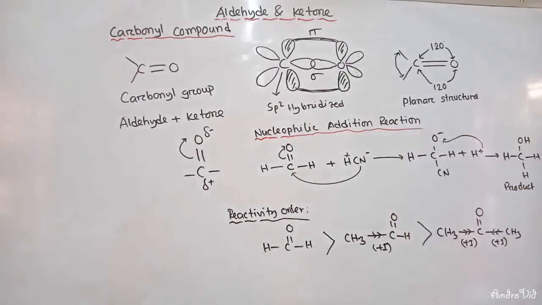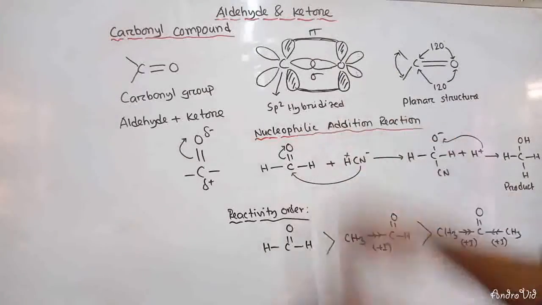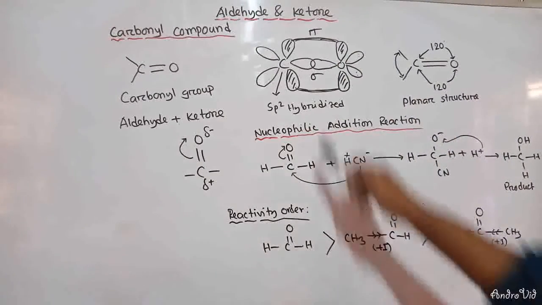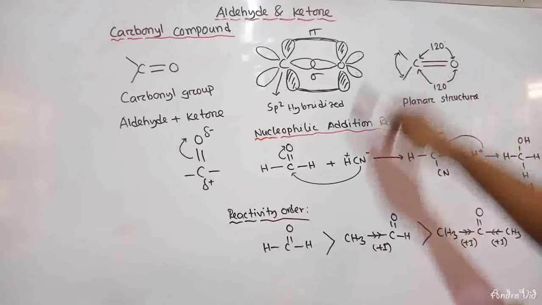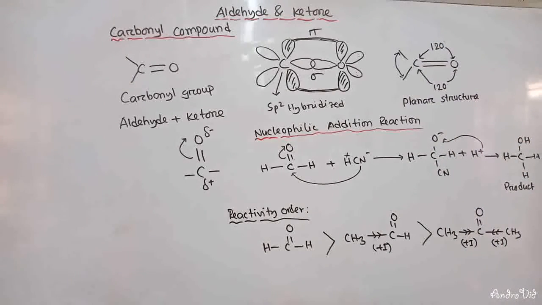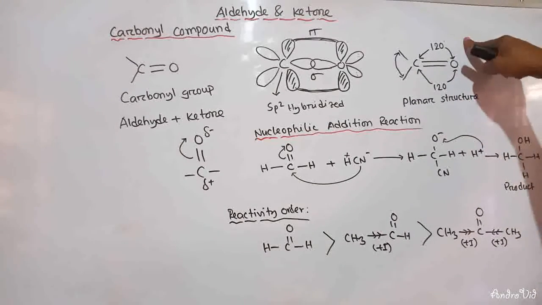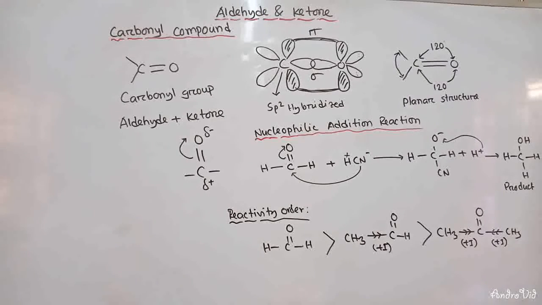Both carbon and oxygen in this structure are sp2 hybridized. As they are sp2 hybridized, there must be a perpendicular p orbital, and by using this perpendicular unhybridized p orbital, they form a carbon-oxygen pi bond, and by using these two hybridized orbitals, there is a sigma bond between carbon and oxygen atom. So this is basically the structural formula of this group. As both of them are sp2 hybridized, the bond angle should be 120 degrees and the structure must be planar.